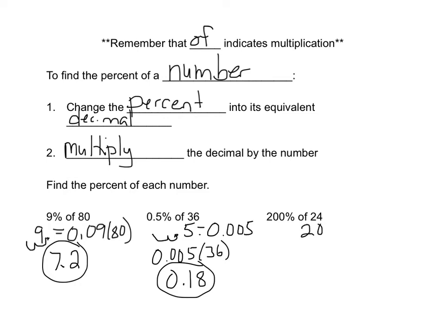200%, once again, look at that decimal point, we're going to move it back 2 spots. So it ends up becoming 2 times 24 ends up being 48. Which makes sense because if you had 100%, that would be all of it, so it would be 24. 200% is going to be twice that, so it's going to be 48.